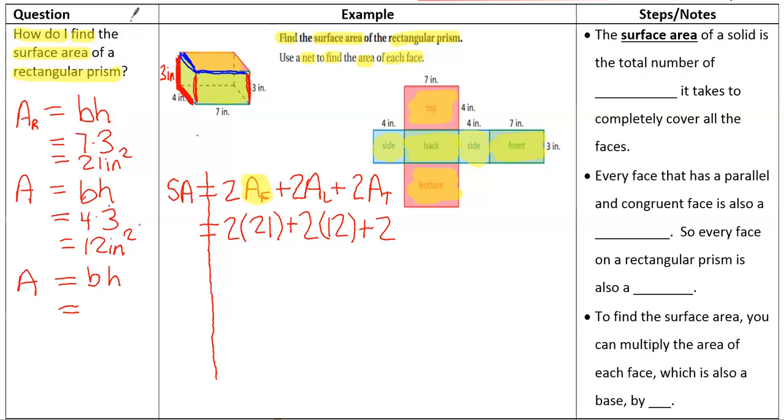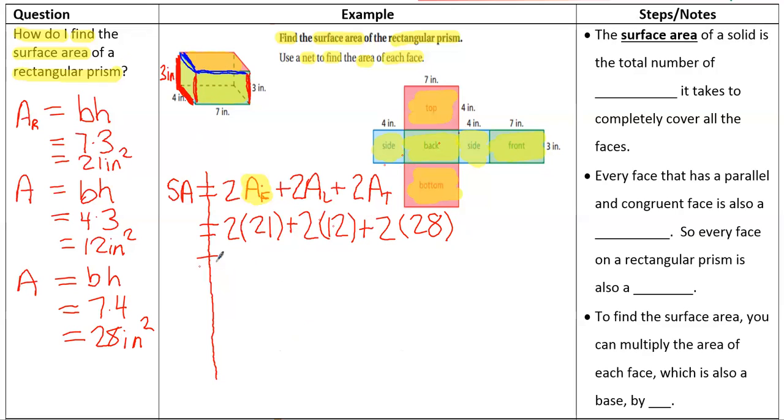I realized I'm blue still, so I'll go back to red. 7 times 4, and we get 28 inches squared. All right, so 2 times the area of the top is 28 inches squared. Why are we multiplying these by 2 again? Oh yeah, because they all have a partner that's identical. So the area of the front is the same as the area in the back.